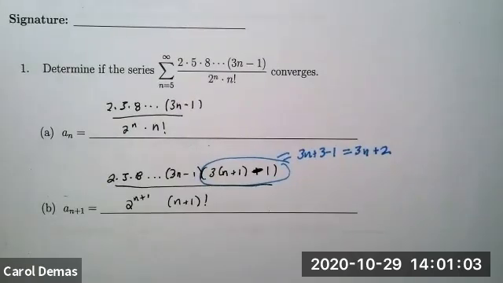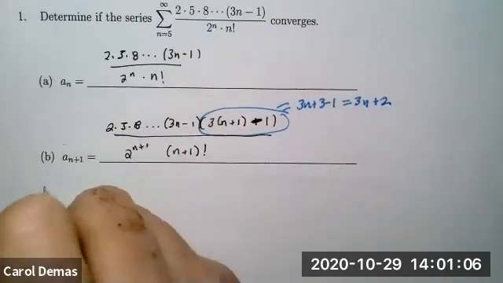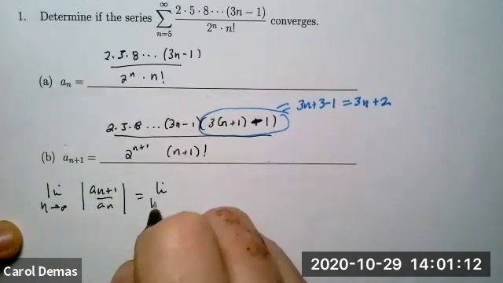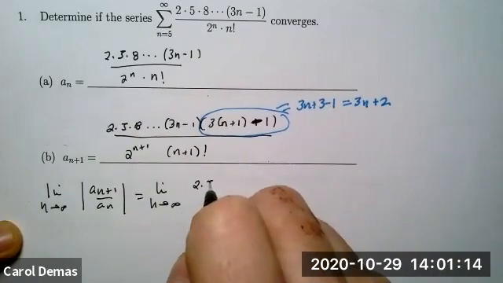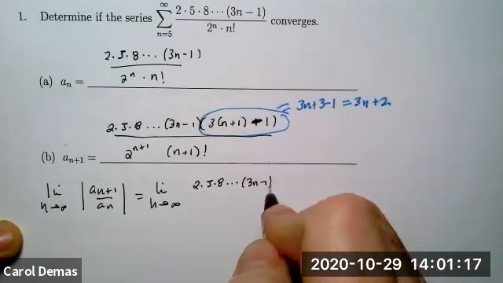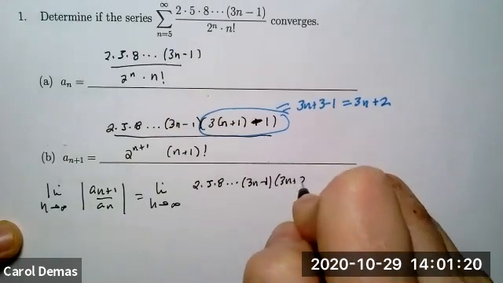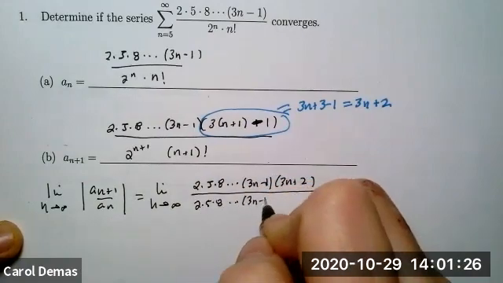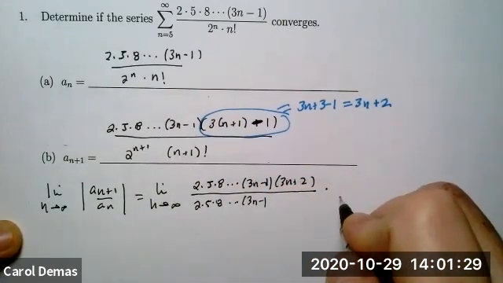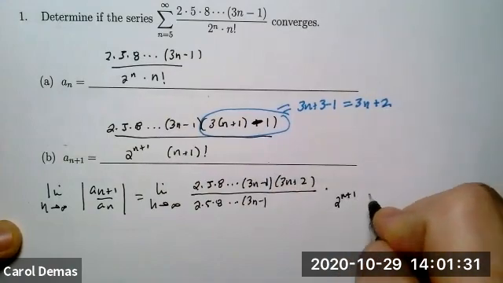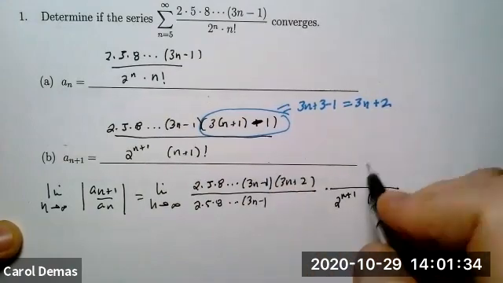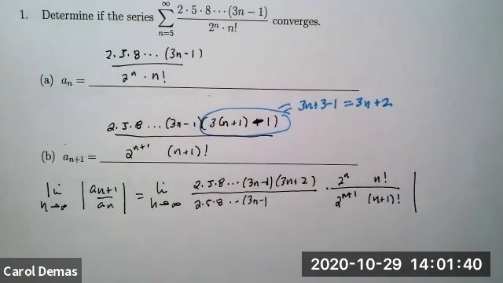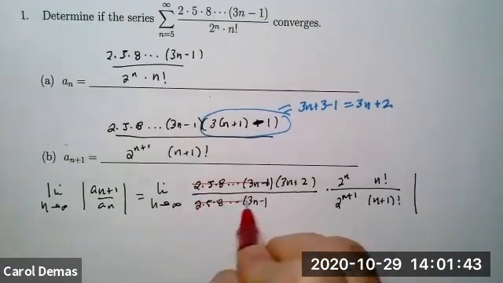Okay, so let's do our ratio test. So we'll have 2 times 5 times 8 dot dot dot 3n minus 1, 3n plus 2 over 2 times 5 times 8 dot dot dot 3n minus 1. And then we'll have 2 to the n plus 1, n plus 1 factorial, 2 to the n factorial. So we can see right away that all of these will be canceled.